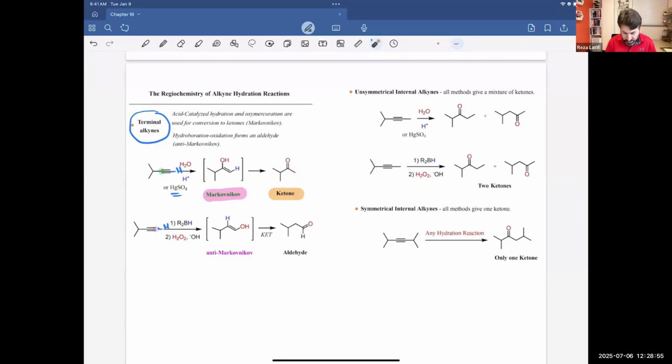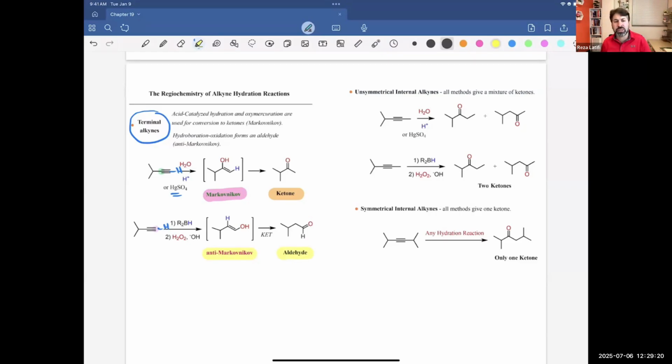Now, if we go with boron compound, in that case, the reaction will favor the terminal carbon. And because it's going to put the functional group on the terminal carbon, we will get an aldehyde. Okay, so I'm going to highlight what happened until now. With boron, it will go through anti-Markovnikov rules, and it will give us aldehyde.